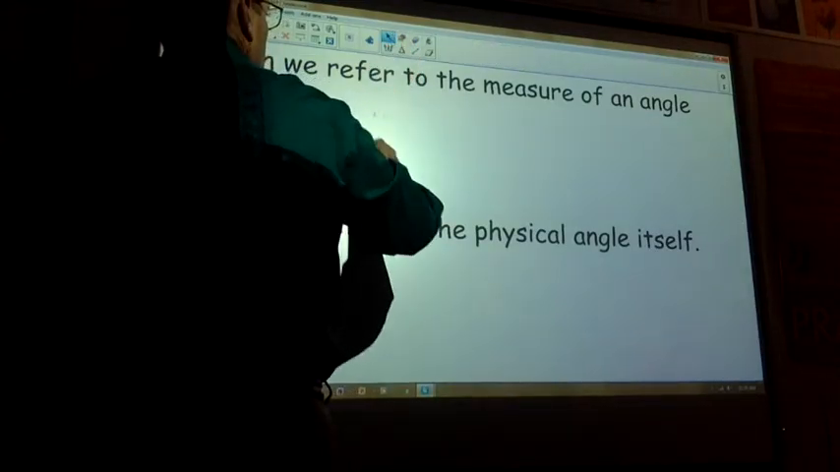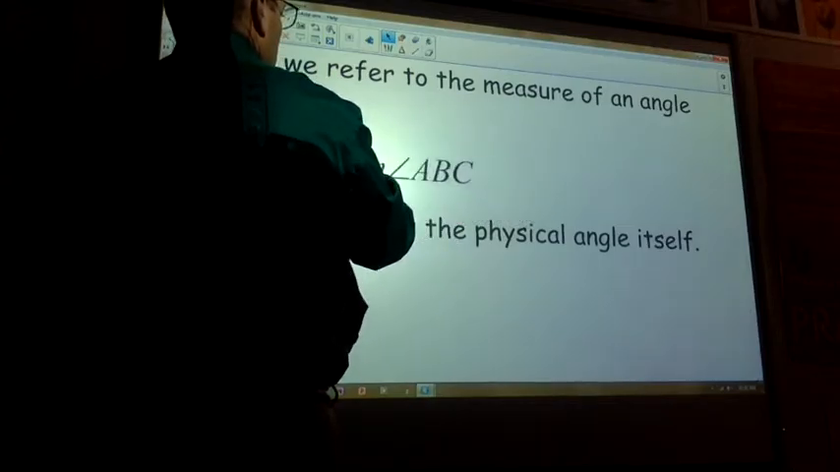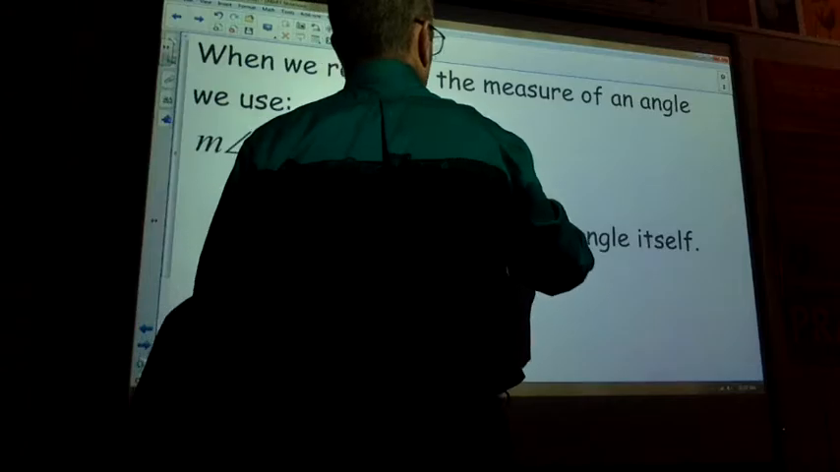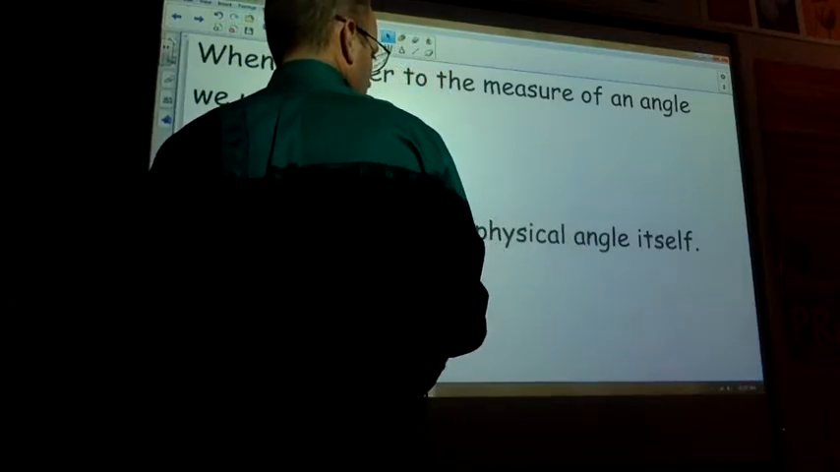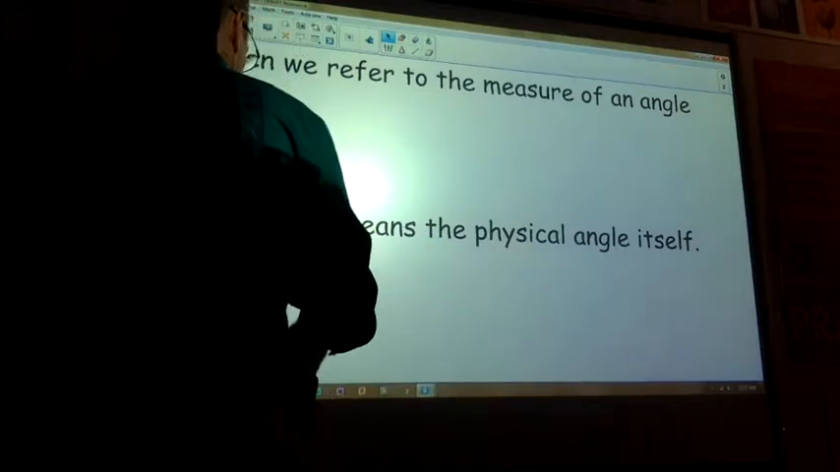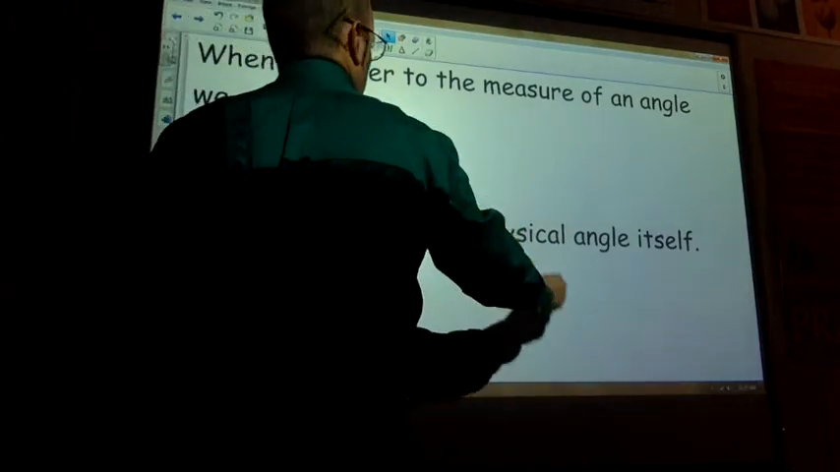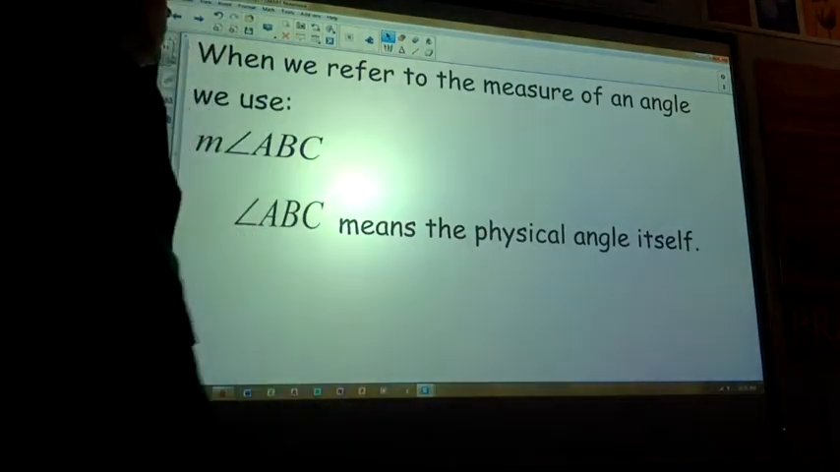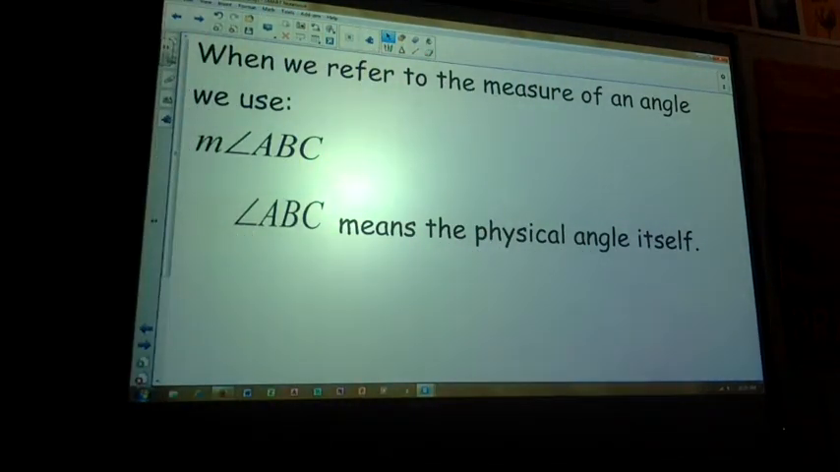You have this angle here. You have this angle here, and then you have the whole angle here. So, angle WXY, angle WXZ, and angle YXZ. They're all appropriate. The X is the center letter. This is the vertex. It's the corner. It's the turning point of it.